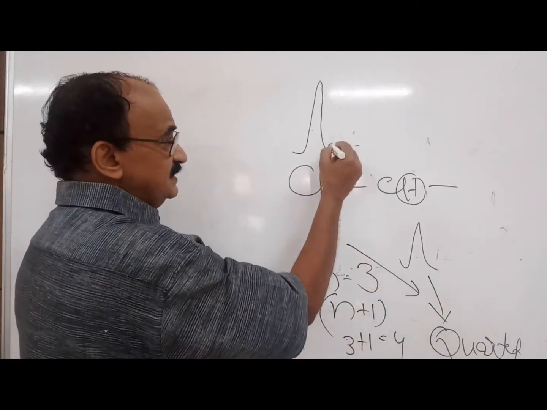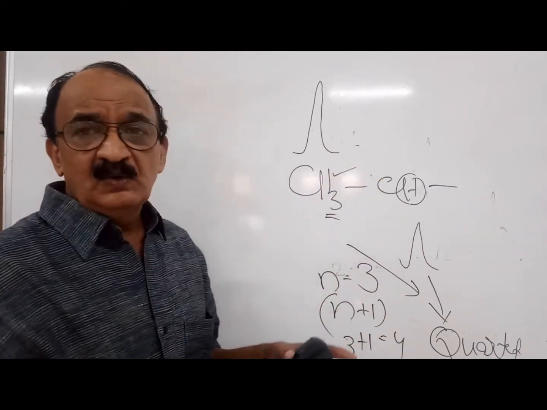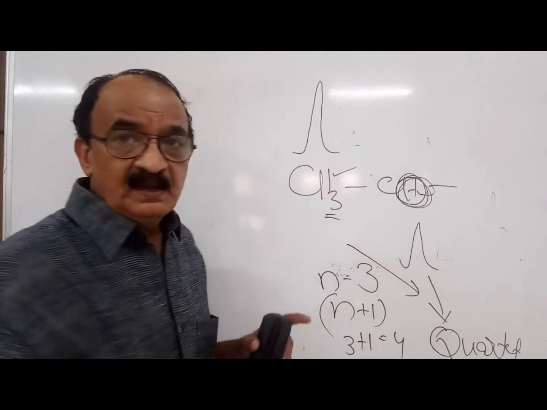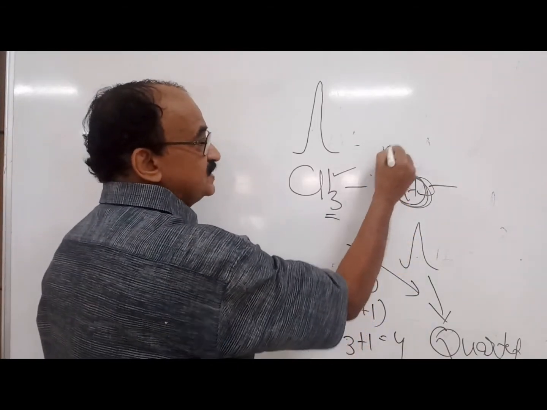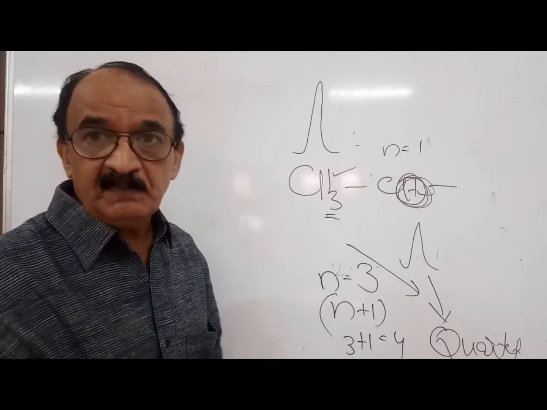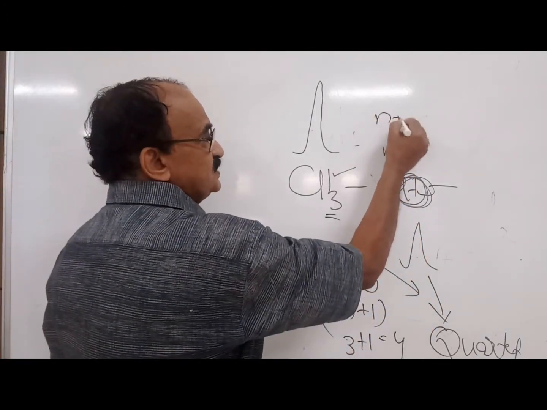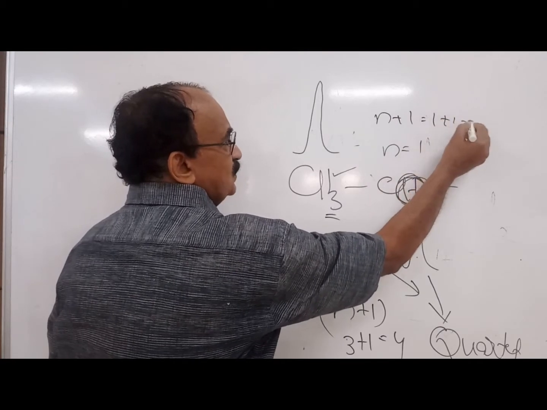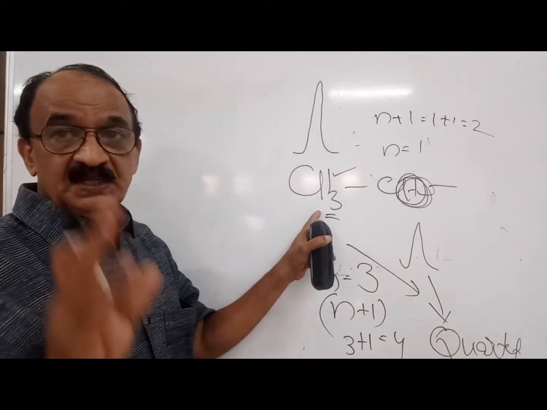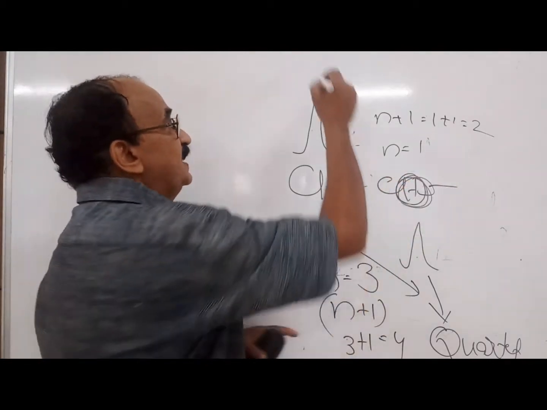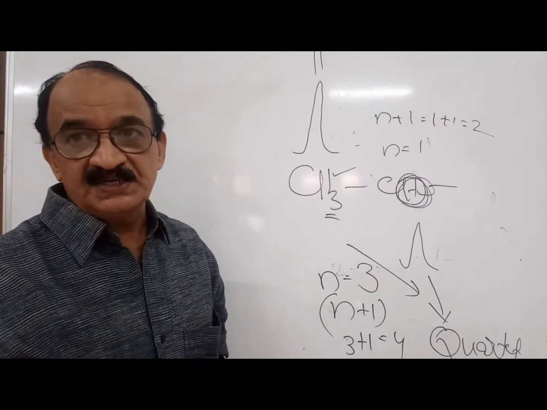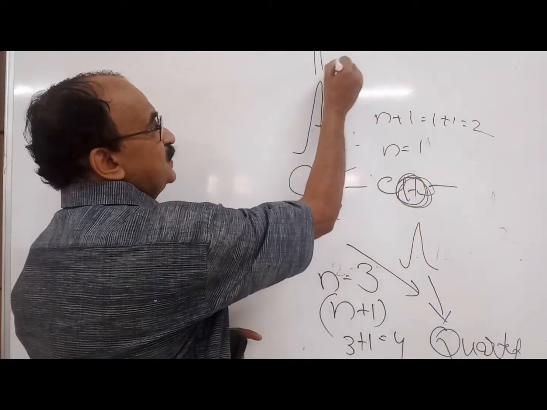So as far as these 3 protons are concerned, who is the neighbor? This one hydrogen is the neighbor. Number of neighbors, n equal to what? n equal to 1. You apply the n plus 1 rule. On applying the n plus 1 rule, n plus 1 is equal to 1 plus 1, which is equal to 2. So the single signal due to the 3 protons will be split into a doublet. There are 2 lines present.